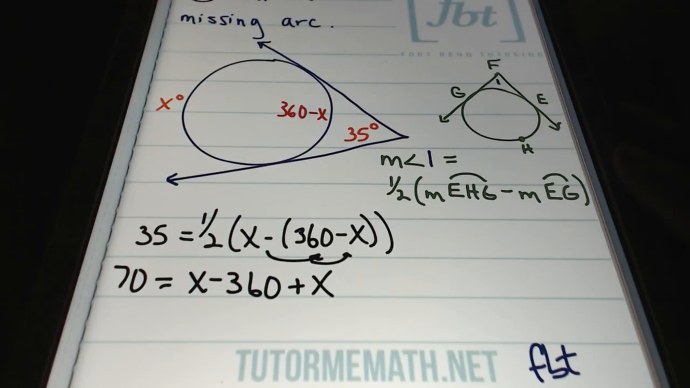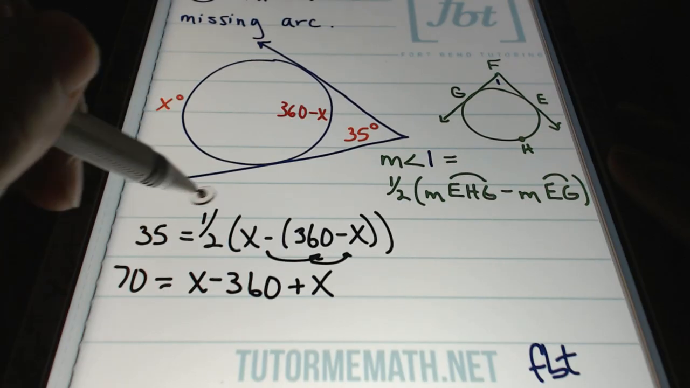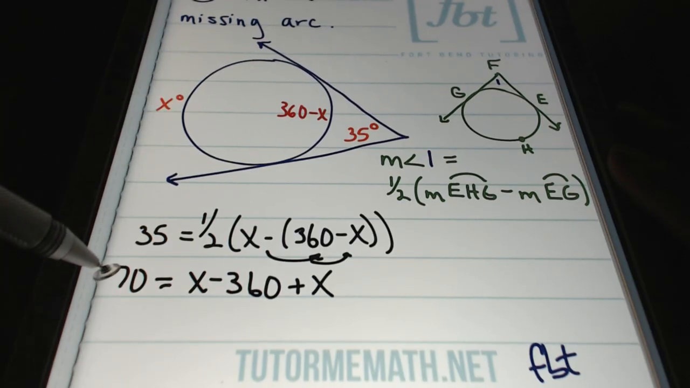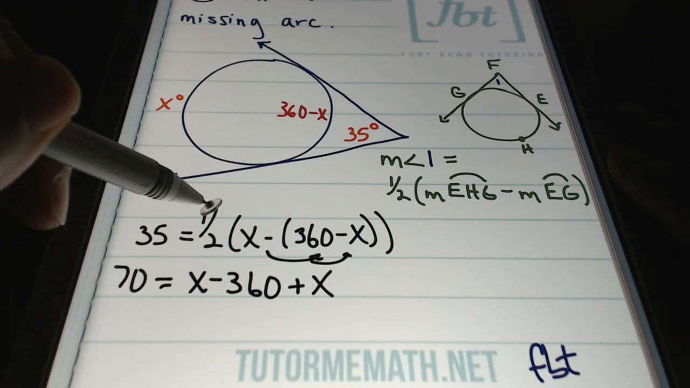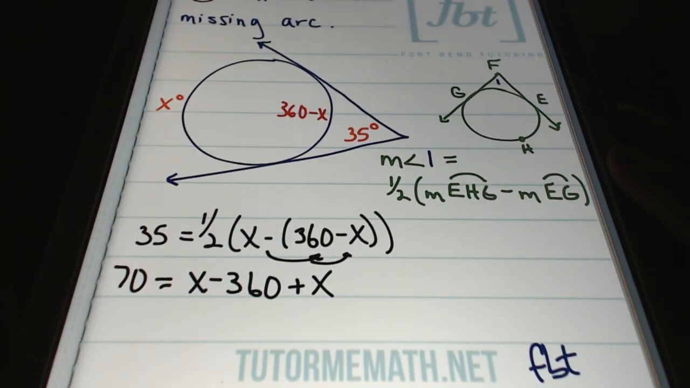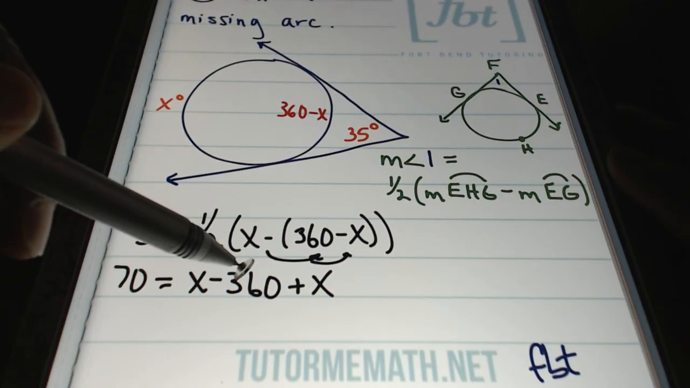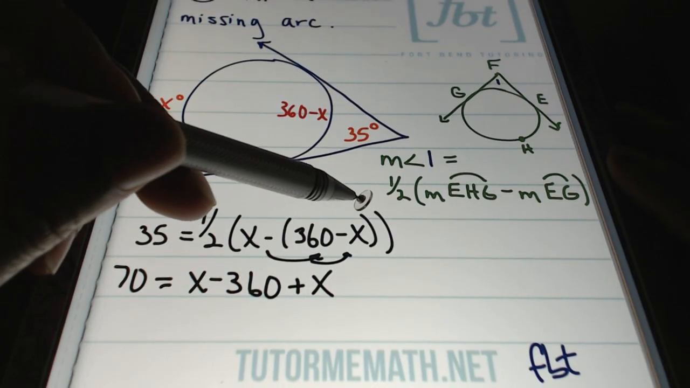What occurred, guys, is that I multiplied both sides by 2. And 2 times 35 gave me my 70. 2 times a half is 1. So all I had to do from here is start simplifying the parentheses within. I distributed that negative. So I brought down the x. This became a negative 360. And then the opposite of negative x is positive x.